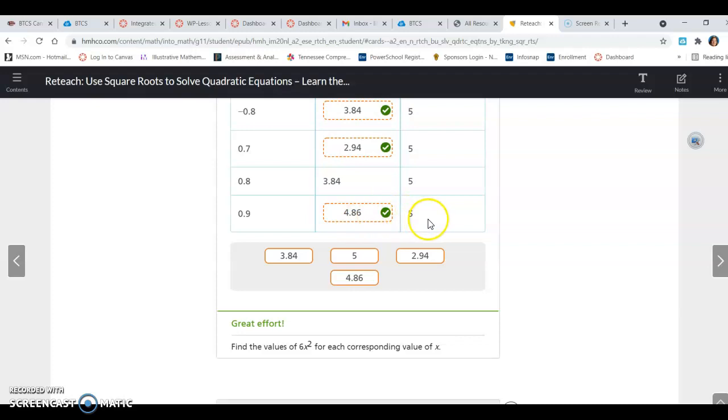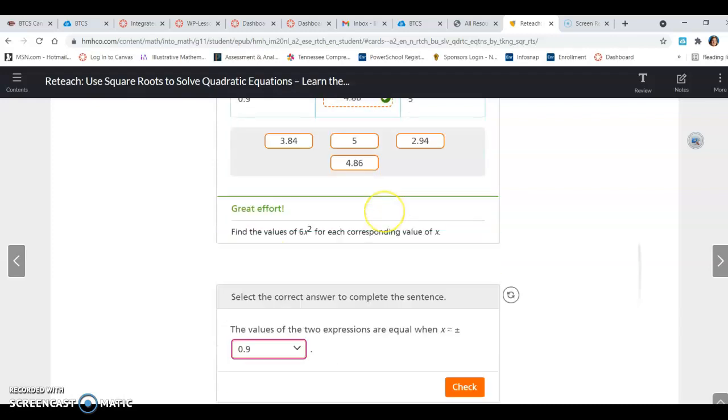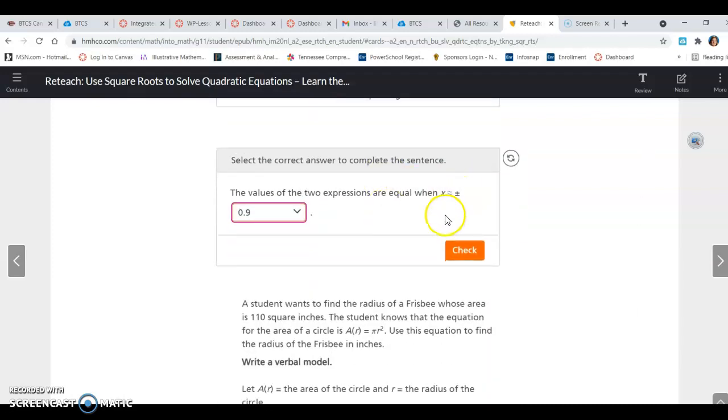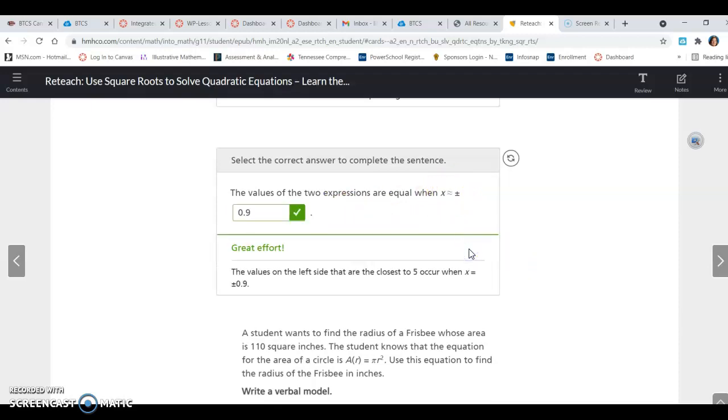All right, so see, it's not exact, but it's getting close to 0.9. It's getting close to equaling 5. So 4.86 is not exactly 5, but we're getting closer to that point. And if you see the squiggly line here, that just means approximate. It's getting close to. So let's check that.